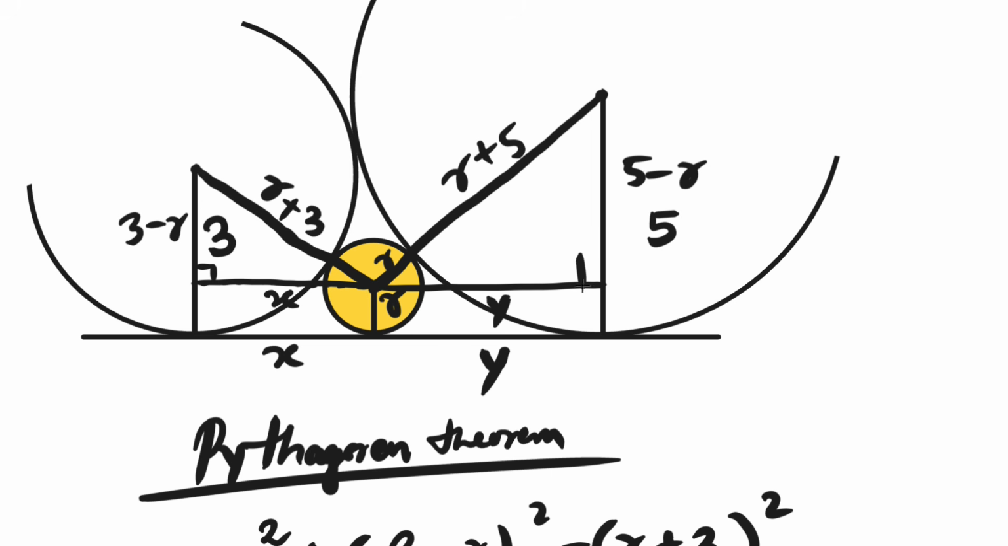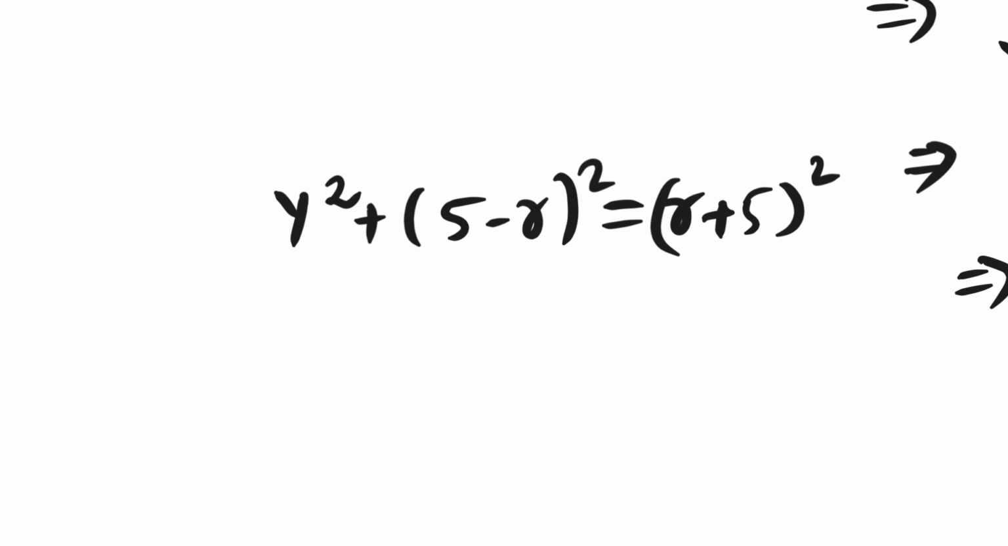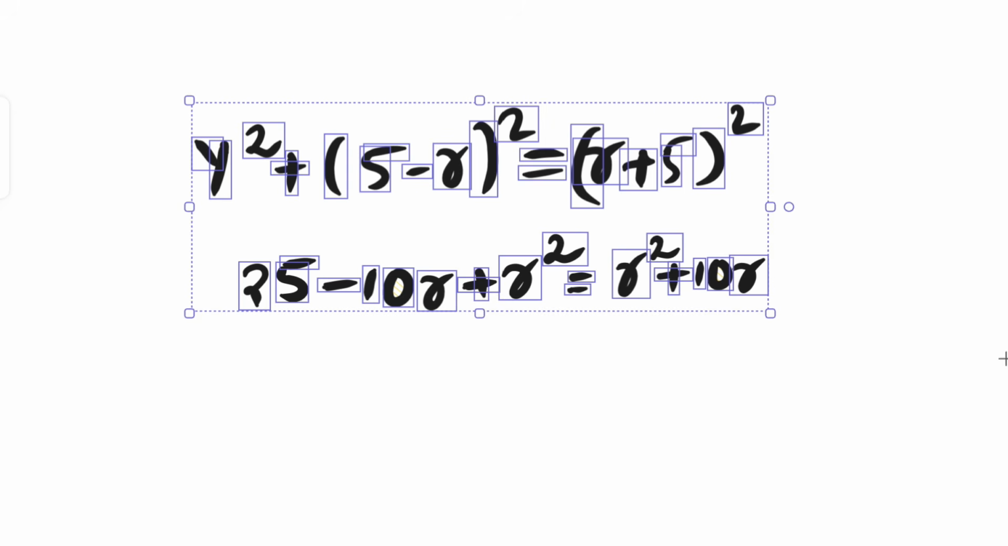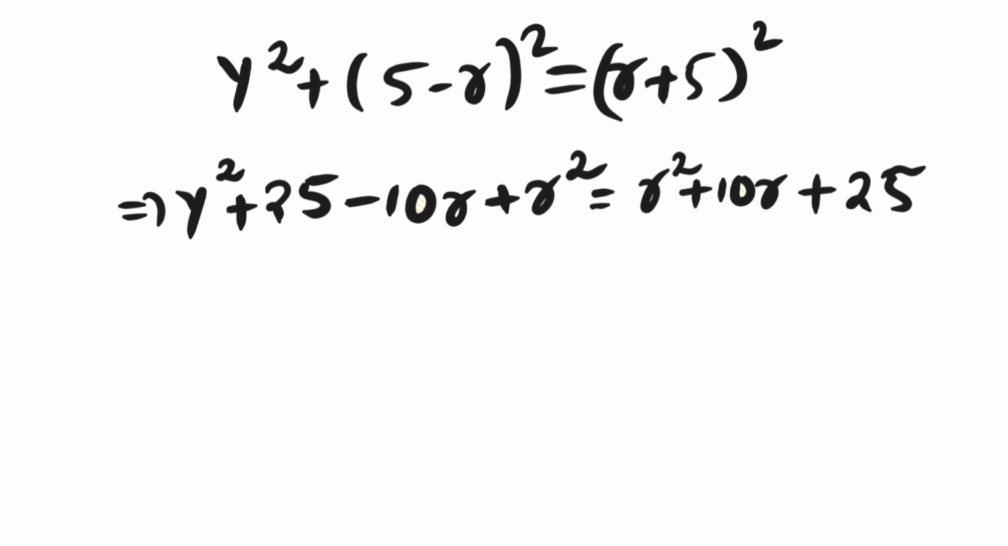Once again, we have a right triangle, so by the Pythagorean theorem, y squared plus the quantity 5 minus r whole squared equals the quantity r plus 5 whole squared. Let's expand both sides. The quantity 5 minus r whole squared becomes 25 minus 10r plus r squared. The quantity r plus 5 whole squared becomes r squared plus 10r plus 25. Therefore, we have y squared plus 25 minus 10r plus r squared equals r squared plus 10r plus 25.